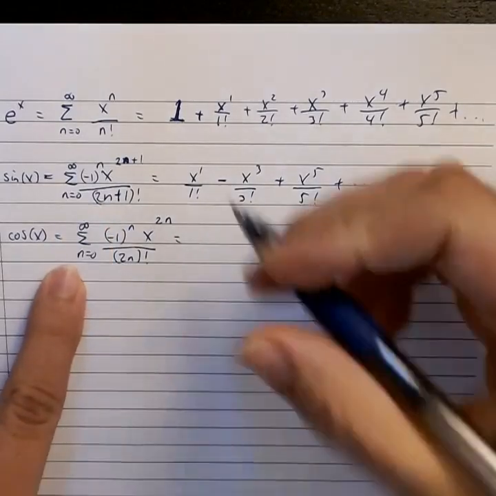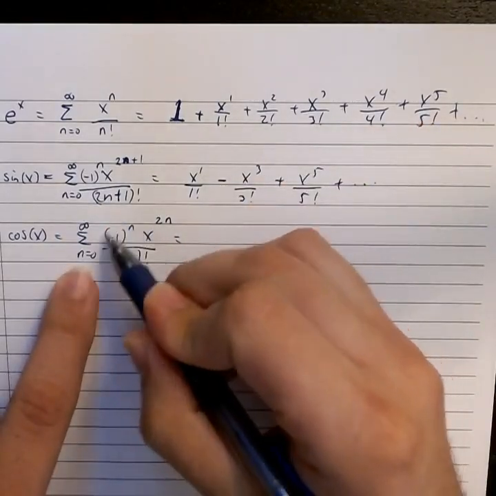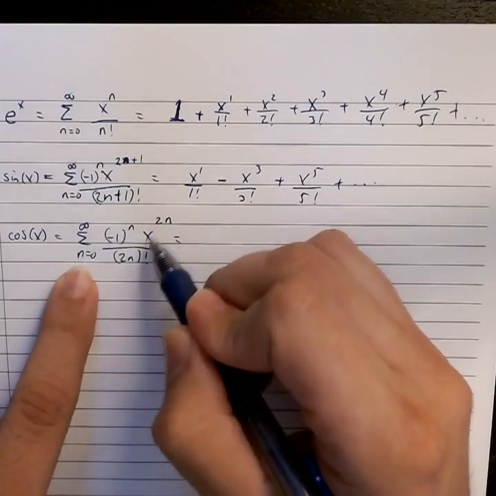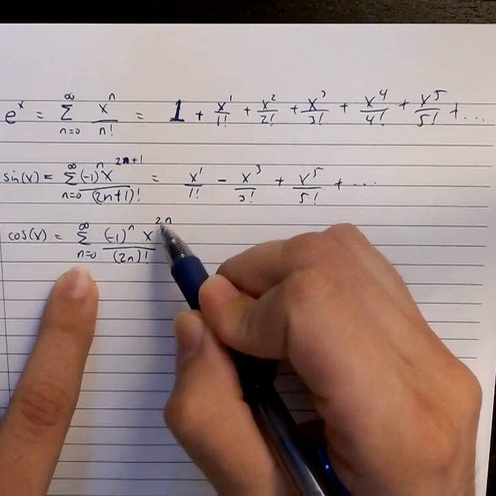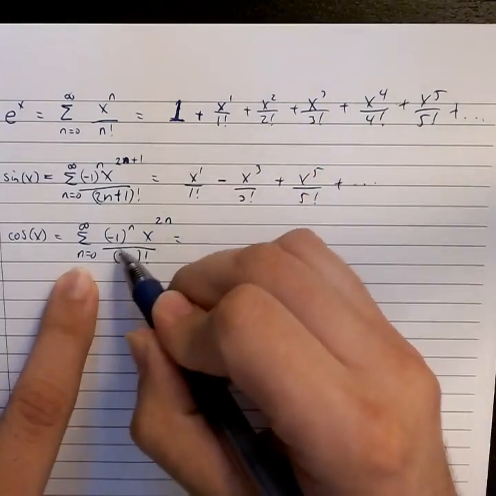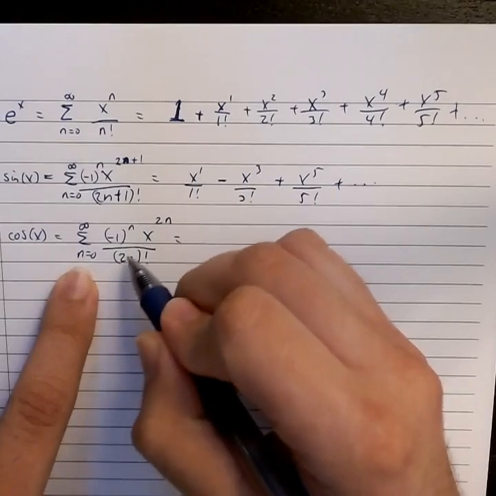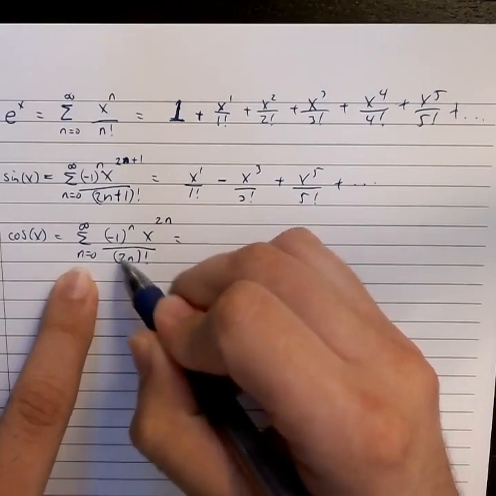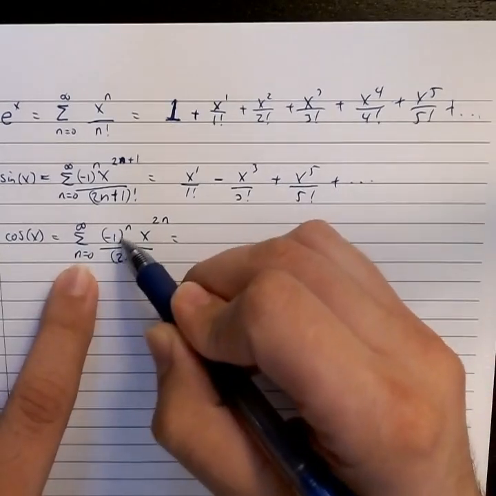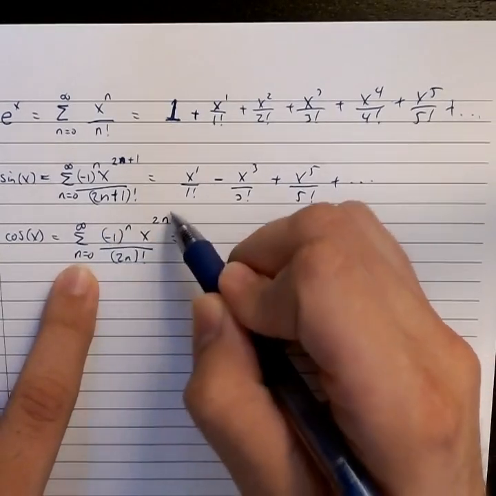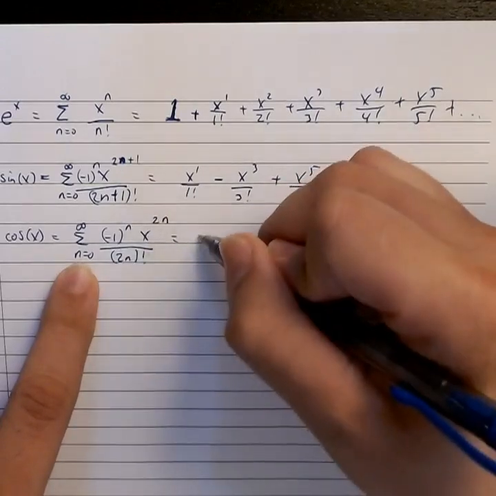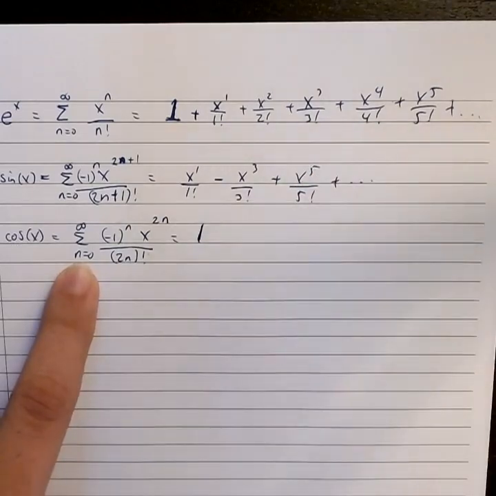Cosine of x, I can do something similar. When n is equal to 0, this is negative 1 to the 0, which is 1. X to the 0, well, that's just 1. And then over here I have 2 times 0, which is 0 factorial, which is 1. So if I put all those together, that's just the number 1.